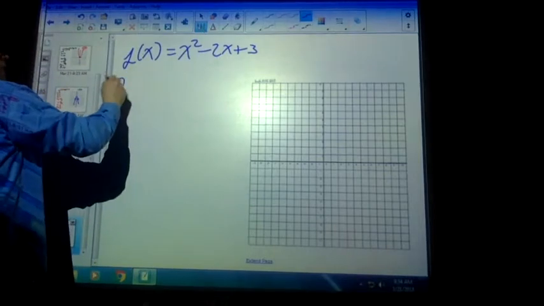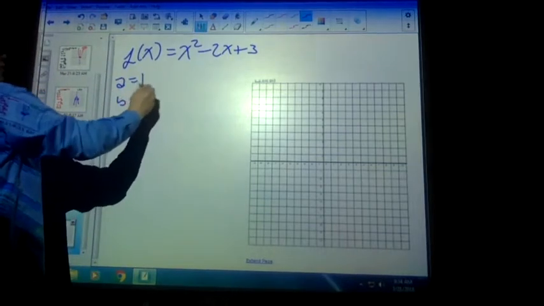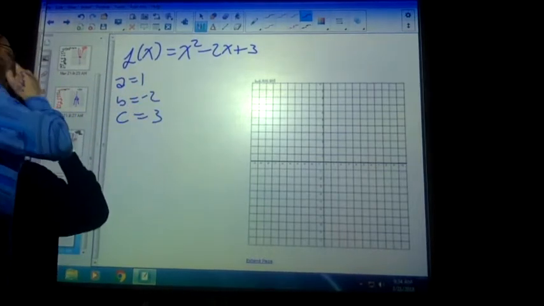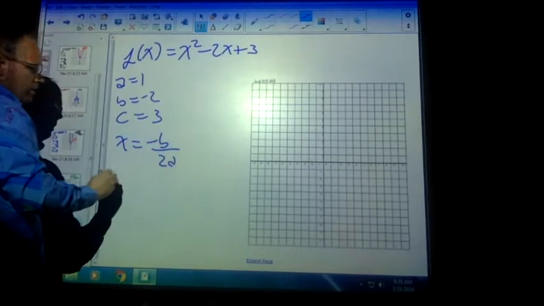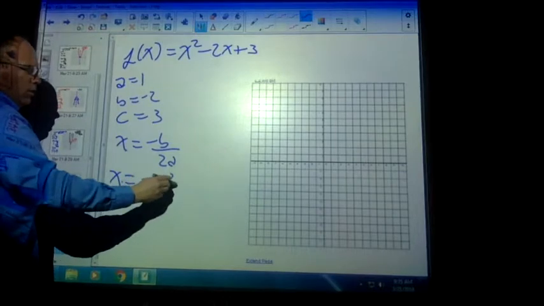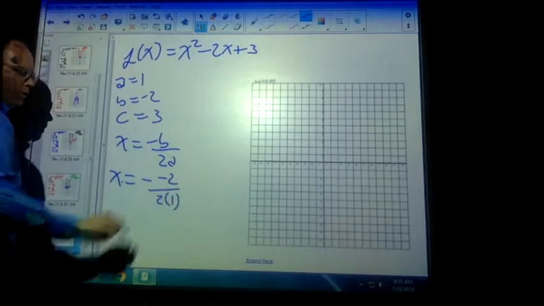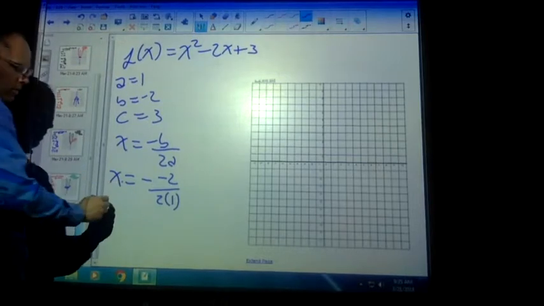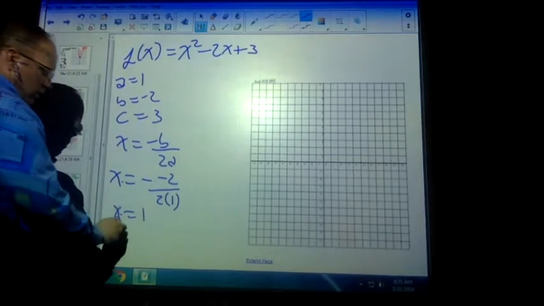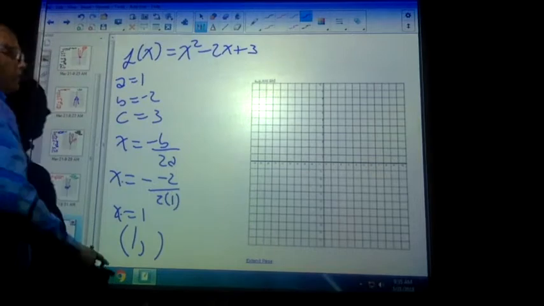All right, my A value is 1, my B value is -2, my C value is 3. X equals -b over 2a. So x equals -2 over 2 times 1. What's -2? 2. What's 2 over 2? 1. Cool. So the x component of my vertex, plug 1 in.